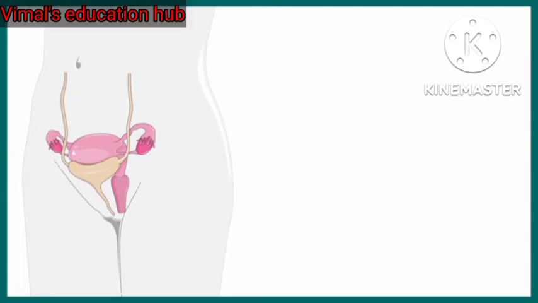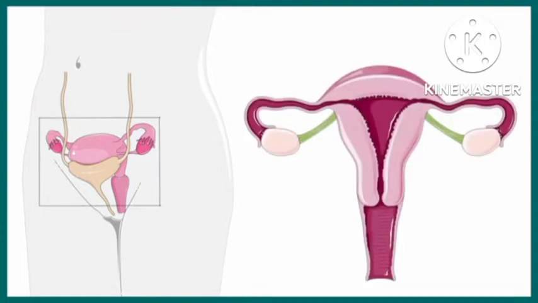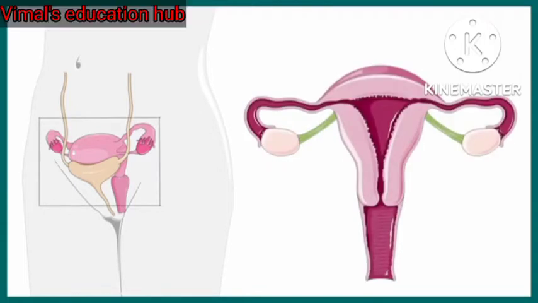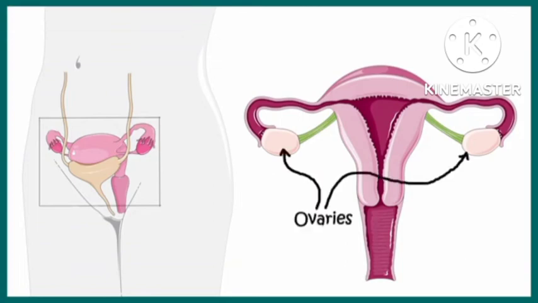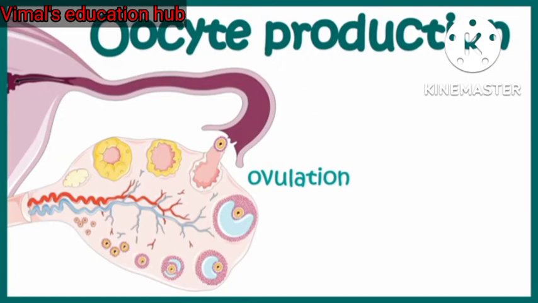Let us look at the female reproductive system to understand the context of this process. In the female reproductive system, there are two ovaries on the two sides, and these ovaries produce the ovum, or the female gamete. This process is known as ovulation.